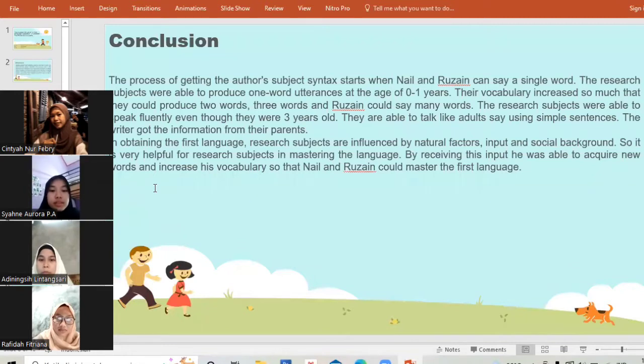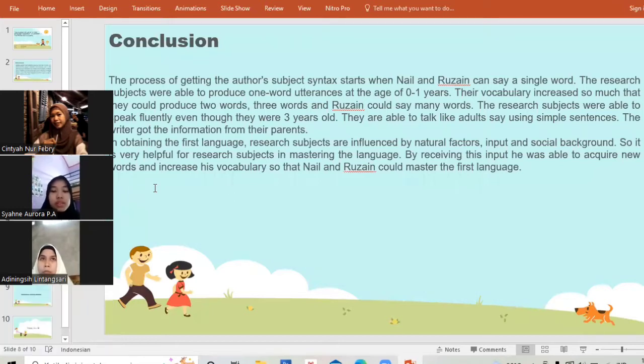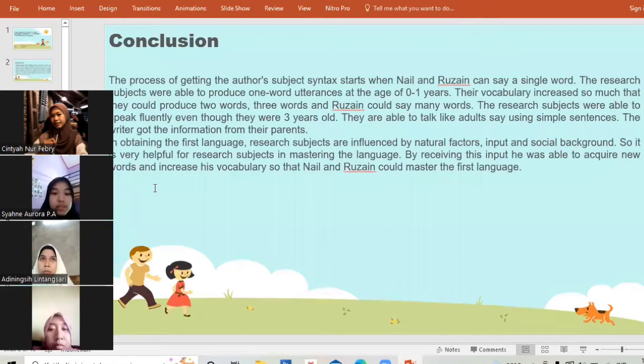The writer got the information from the parents. In acquiring the first language, the research subjects are influenced by natural factors, input, and social background. So it is very helpful for the research subjects in mastering the language. By receiving this input, he is able to acquire new words and increase his vocabulary so that Nail and Rosen could master the first language.